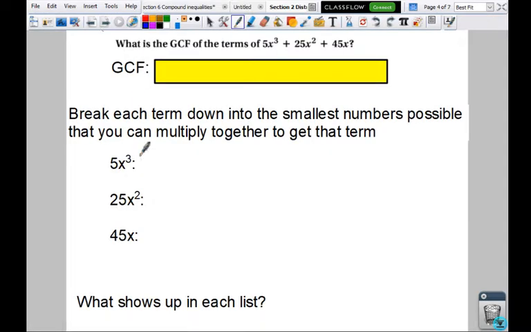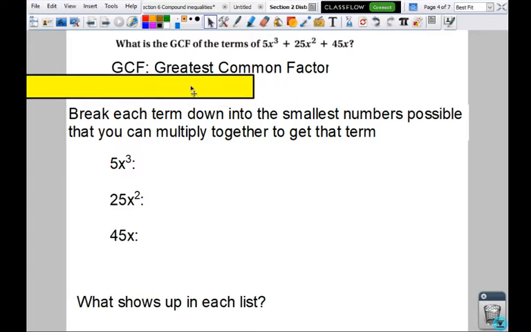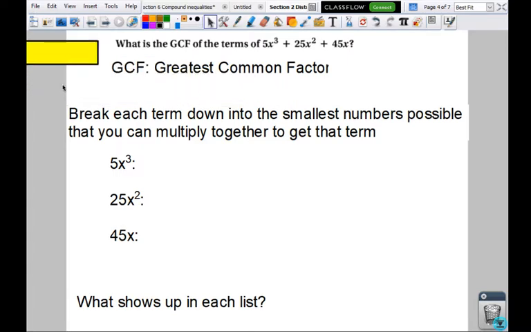So, when you guys were in elementary school, probably 4th or 5th grade, you probably did something similar to this. It's more complicated now, but you did this way back a long time ago. So we're going to find the GCF, or do you guys know what GCF stands for? Greatest common factor. We're going to find the greatest common factor of the terms 5x to the third plus 25x squared plus 45x.